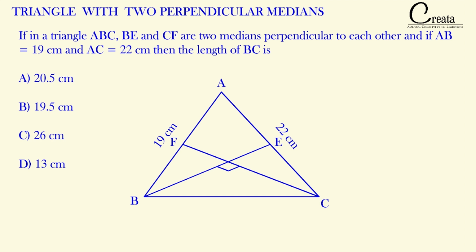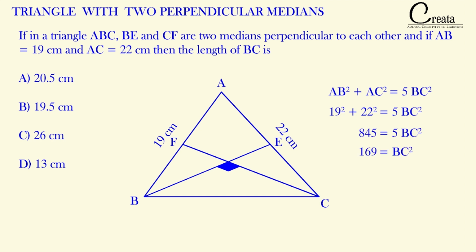Let's apply our formula, that is AB square plus AC square is equal to 5 BC square. This formula is only applicable in the case where two medians are perpendicular to each other. Here the medians BE and CF are perpendicular to each other. So we got 19 square plus 22 square is equal to 5 BC square. On solving, we got BC equal to 13 cm. Okay, that is the answer of the question. Just a simple question to show the implementation of the formula.